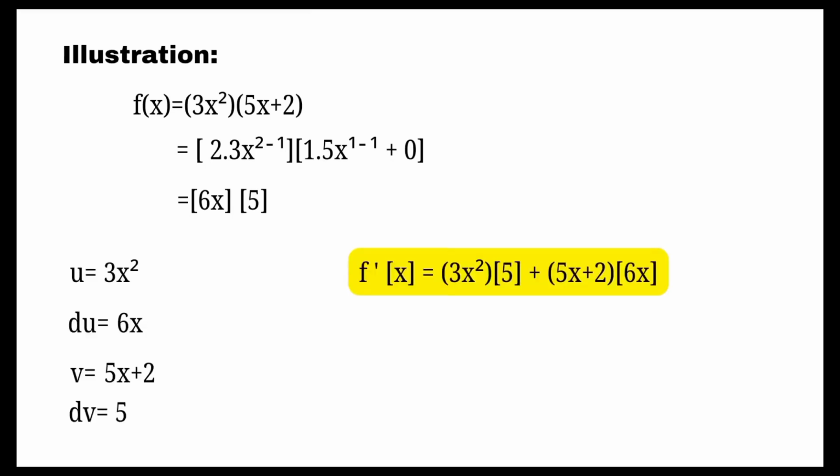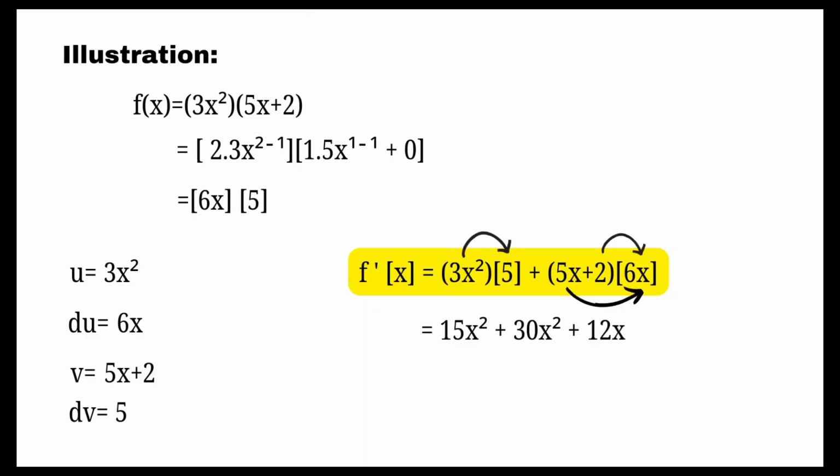Now that we have found the derivatives of both functions, we can apply the product rule, which states that f'(x) = g(x) times h'(x) plus h(x) times g'(x). Alternatively, we can use the formula u dv plus v du, or vice versa. u will become our first function and v will be our second function. Based on this, we get f'(x) = 3x squared times 5 plus (5x + 2) times 6x.